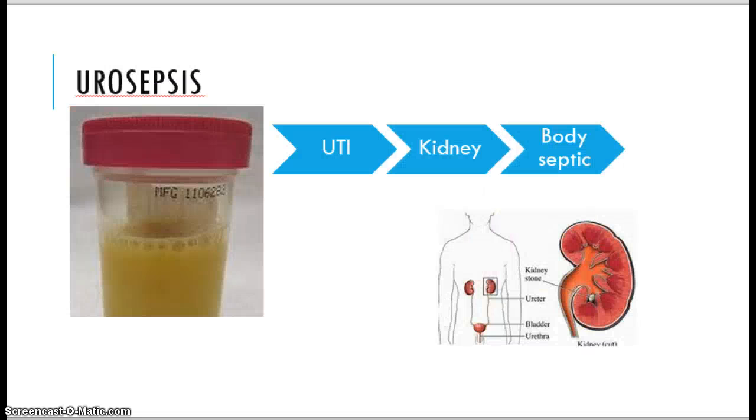Urosepsis. Uro is urine, sepsis is an overall infection. As you can see from the diagram, they usually start as a urinary tract infection. They ascend up the ureters to the kidney. The kidney's very vascular. From the kidney, then the body becomes septic, or they have like a septic shock going on. So it's very important that UTIs are caught early so that we don't cause an infection that is very hard to treat and can be deadly as well.